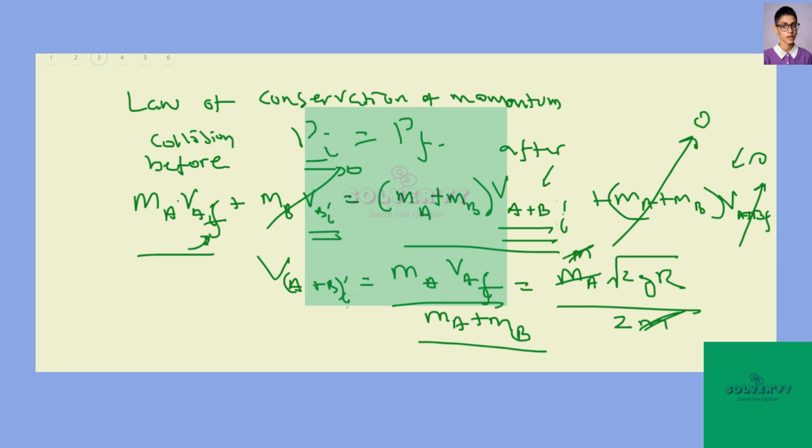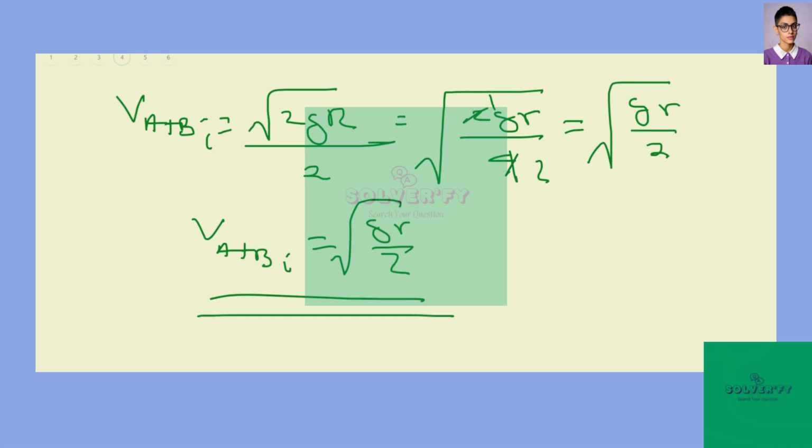Before collision, A has a momentum, and that momentum is due to its final velocity. But B doesn't have a momentum because its initial velocity is 0. When they collide, we have an initial momentum for A and B combined, but we don't have a final momentum. It's 0 because the final velocity is 0. So we use that to get the initial velocity of A and B when they stick together and collide. And that's going to be on the next page. You see we get radical gr/2.